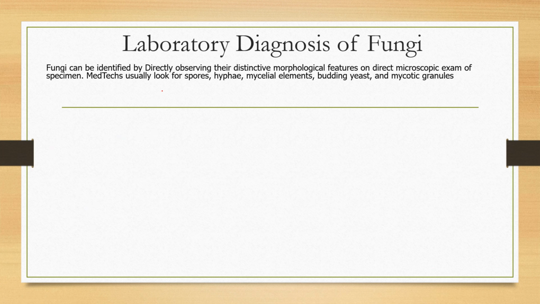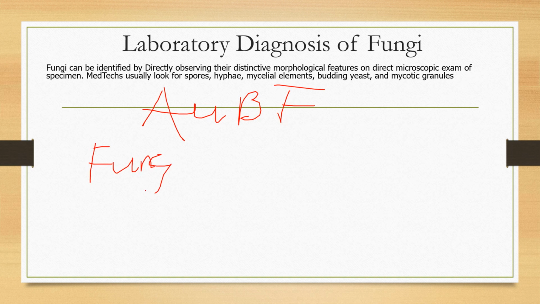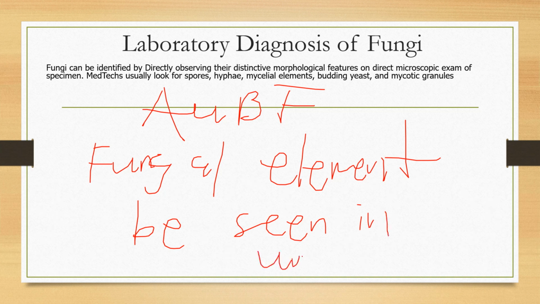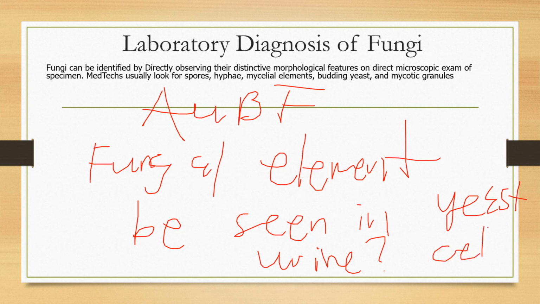If you still remember class in your AUBF, I have a question. In your AUBF, what fungal element can usually be seen in urine? The most common fungal element that could be seen in the urine. So the answer to this, if you answered correctly, would be the yeast cells.